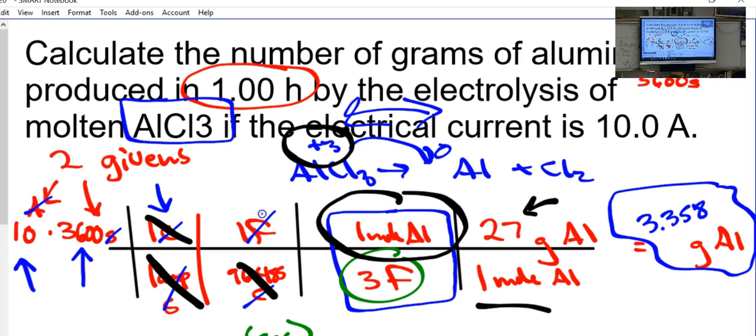You use the ratio of 96485 coulombs per 1 Faraday. And by the way, this is given to you on the AP test.